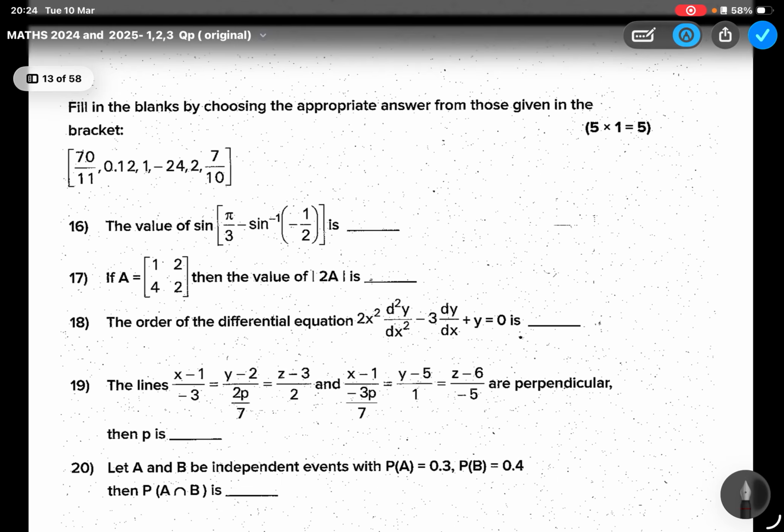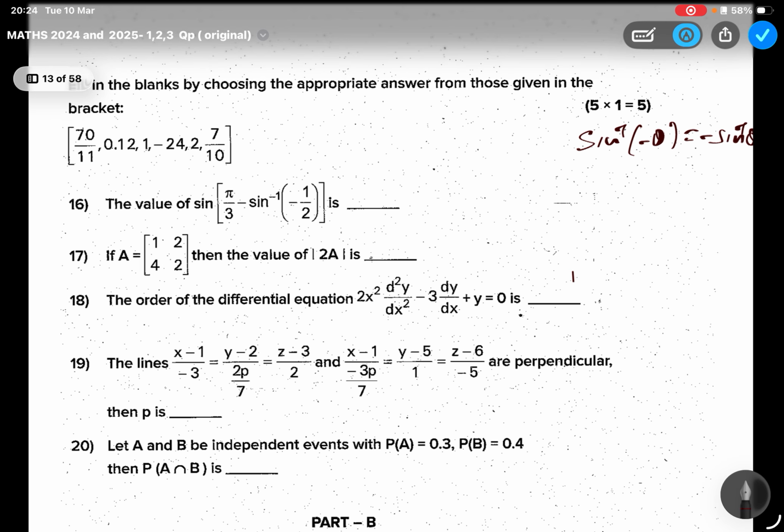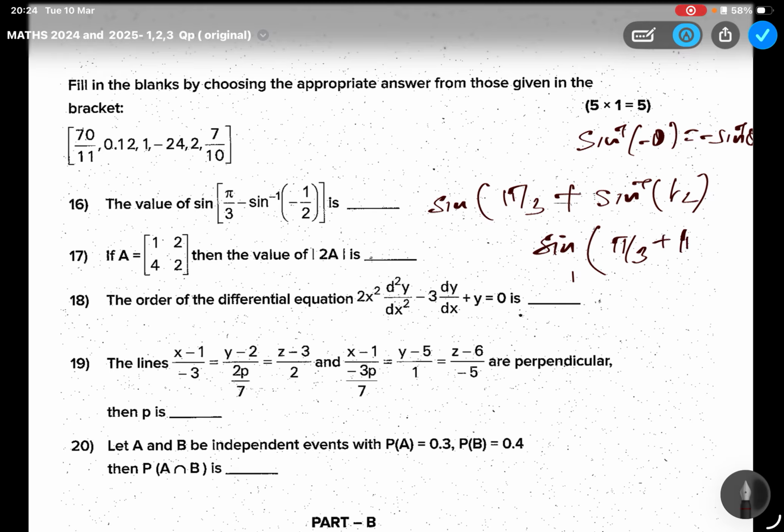Now fill in the blanks. Sine of pi by 3 minus sine inverse of minus 1 by 2. And you know already sine inverse of minus theta is minus sine inverse theta. Then sine of pi by 3 plus sine inverse of 1 by 2. And you know already sine inverse of 1 by 2 will be 30 degree, that is pi by 6. Sine of pi by 3 plus pi by 6. Pi by 3 is 60, 30. 60 plus 30 is 90, sin 90 will be 1.